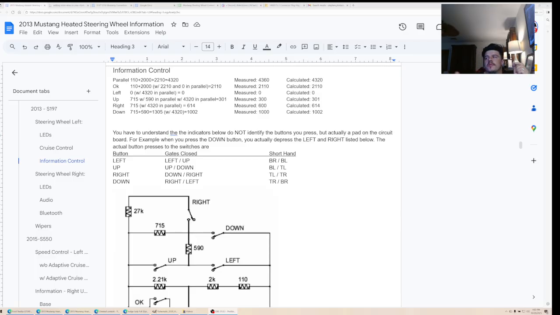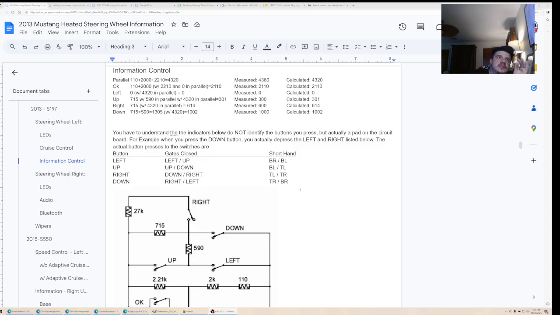Now, this one was extremely complicated, okay? Mainly the S1, understanding the S197 is actually very difficult. Once you decompress that, it becomes really easy to translate it to the S550. But let's get into the S197 control and how it works.